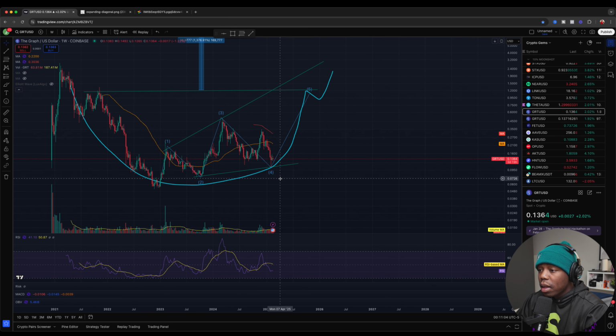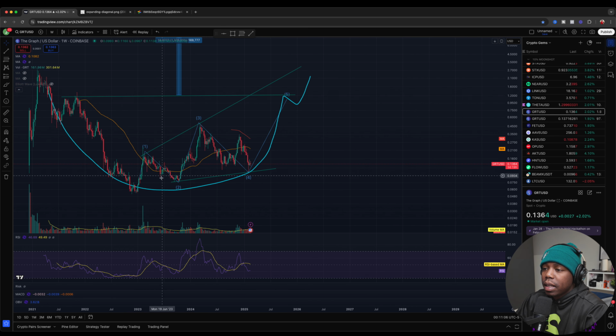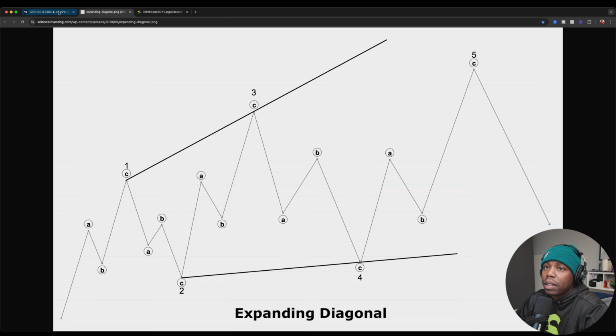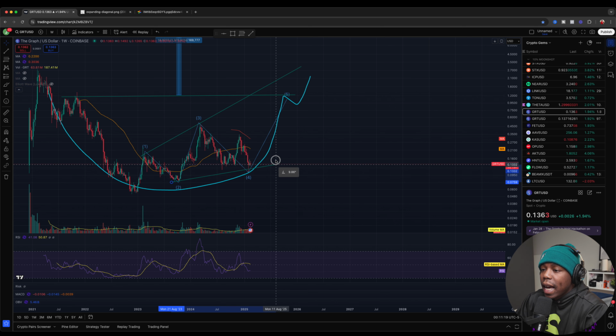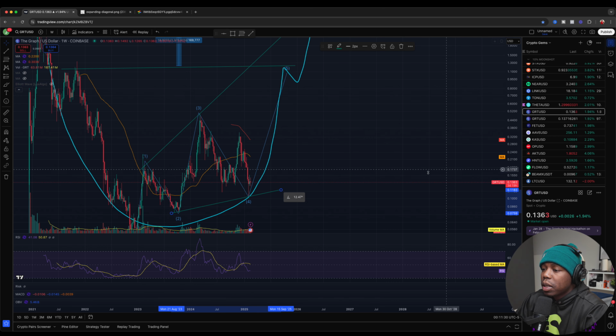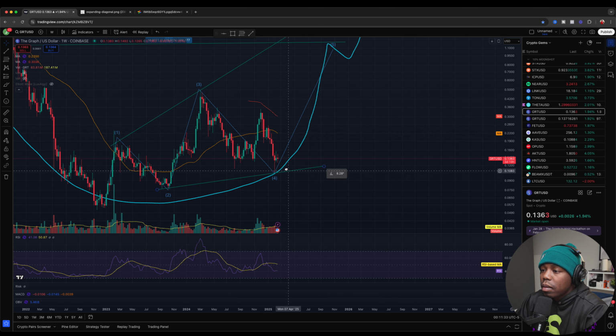So if this pattern, this expanding diagonal pattern, this one here, is the textbook example, it's got to turn around somewhere close to this lower level. I originally had it here where we had this bullish engulfing candle, but it wasn't quite done going down for wave 4. But now we have this wick down here. So I'm expecting at some point over the next couple of weeks for it to bottom out.